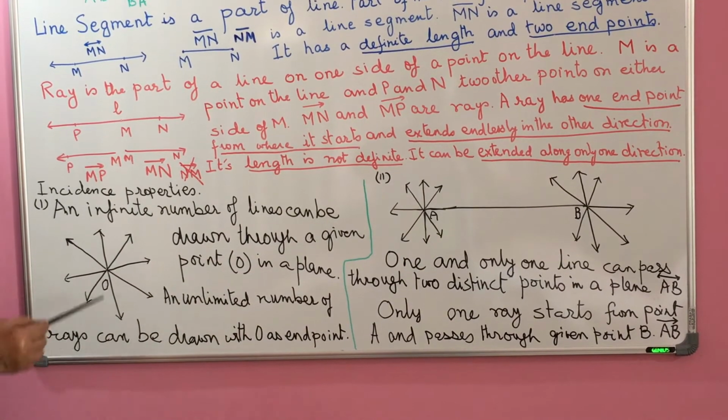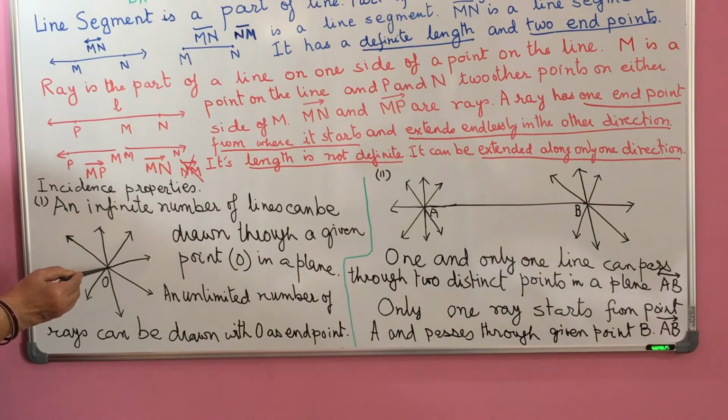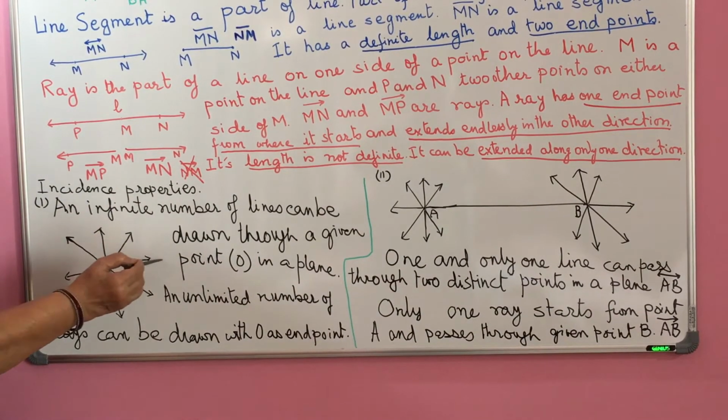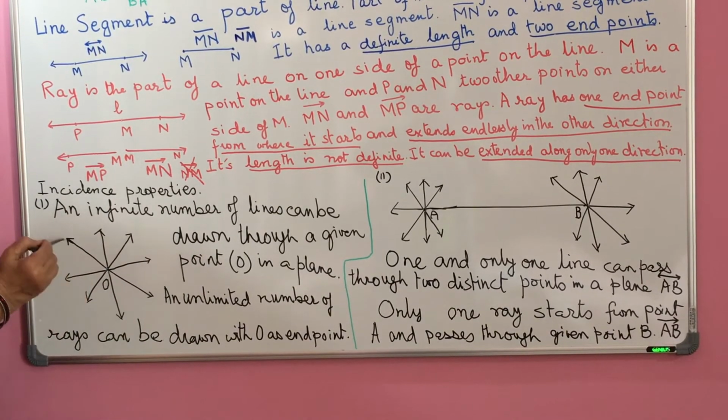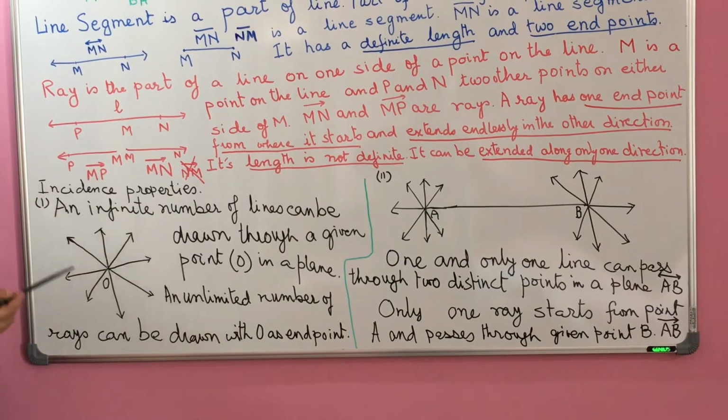Now in the same figure, if O is the starting point of rays, then I have infinite rays starting from the point O in a plane.